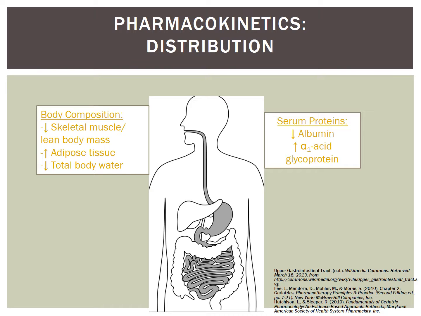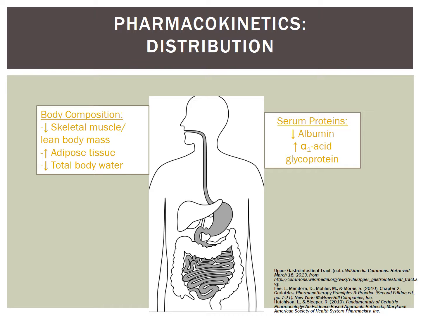As an example, the half-life of diazepam in a young adult is about 25 to 30 hours. However, in an older adult, this number increases to anywhere between 60 and 100 hours. So the cognitive effects of diazepam can last for days in an older adult because of their change in body composition.